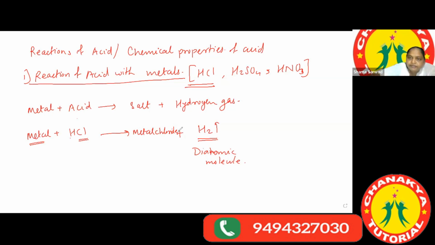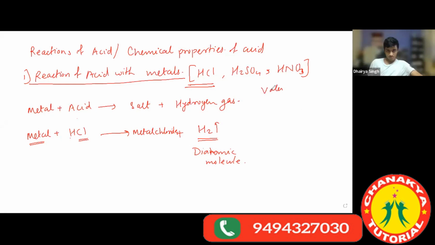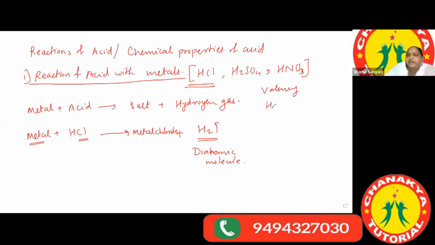Clear? Yes or no? Now see, here I'll write the valencies. Valency of hydrogen is +1. Then for the metal, you need to see, I'll give you the sequence again. In that I'll give you the valencies for all the metals as well. And for chlorine, it will be Cl. Cl valency is -1. Clear?